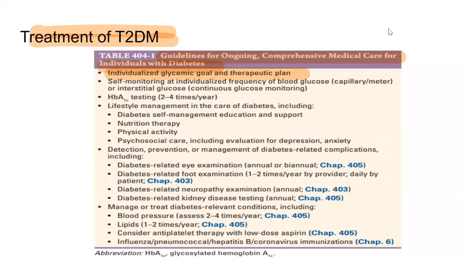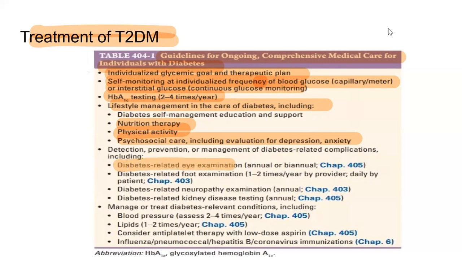Then the second thing is self-monitoring of blood glucose at individualized frequency. So the patient should be motivated to check his blood glucose by himself, and at individualized frequency. Then HbA1c testing should be done 2 to 4 times per year. Then lifestyle management should be done. Nutritional therapy should be there. Physical activity should be there. And psychosocial care. Then there should be detection, prevention, or management of diabetes related complications.